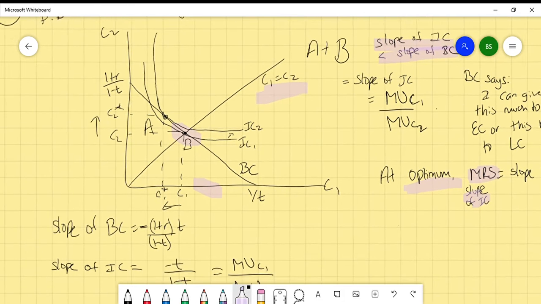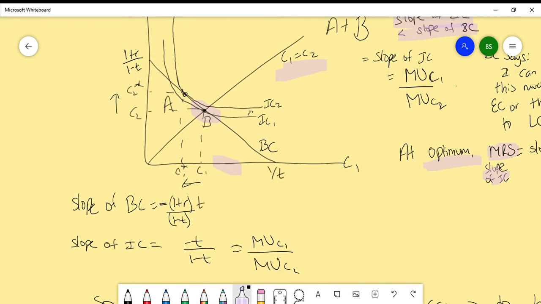Cool. So now we're going to look at two formulas. The slope of the budget constraint is 1 plus r over 1 minus t, times t, which is the thing that we derived just before this. And the slope of the indifference curve is negative t over 1 minus t.